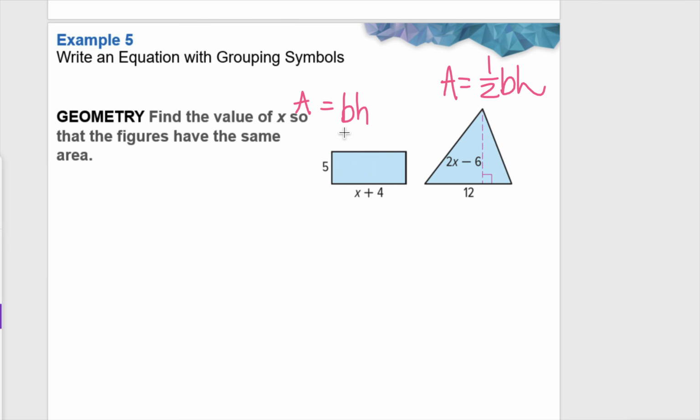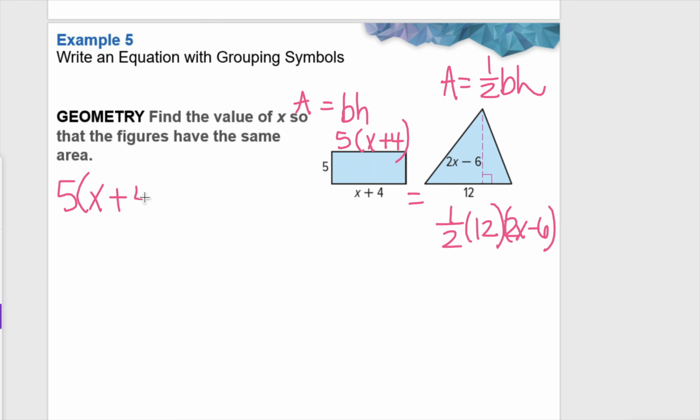In order to do base times height here, I would just do 5 times x plus 4 to represent my area. And then for my triangle, I would do 1/2 of the base, so that's 1/2 of 12, times the height, which is 2x minus 6. Now what I'll do is I'll take both of these expressions and set them equal to one another and begin to solve using my steps. So I have my rectangle equaling the area of my triangle.